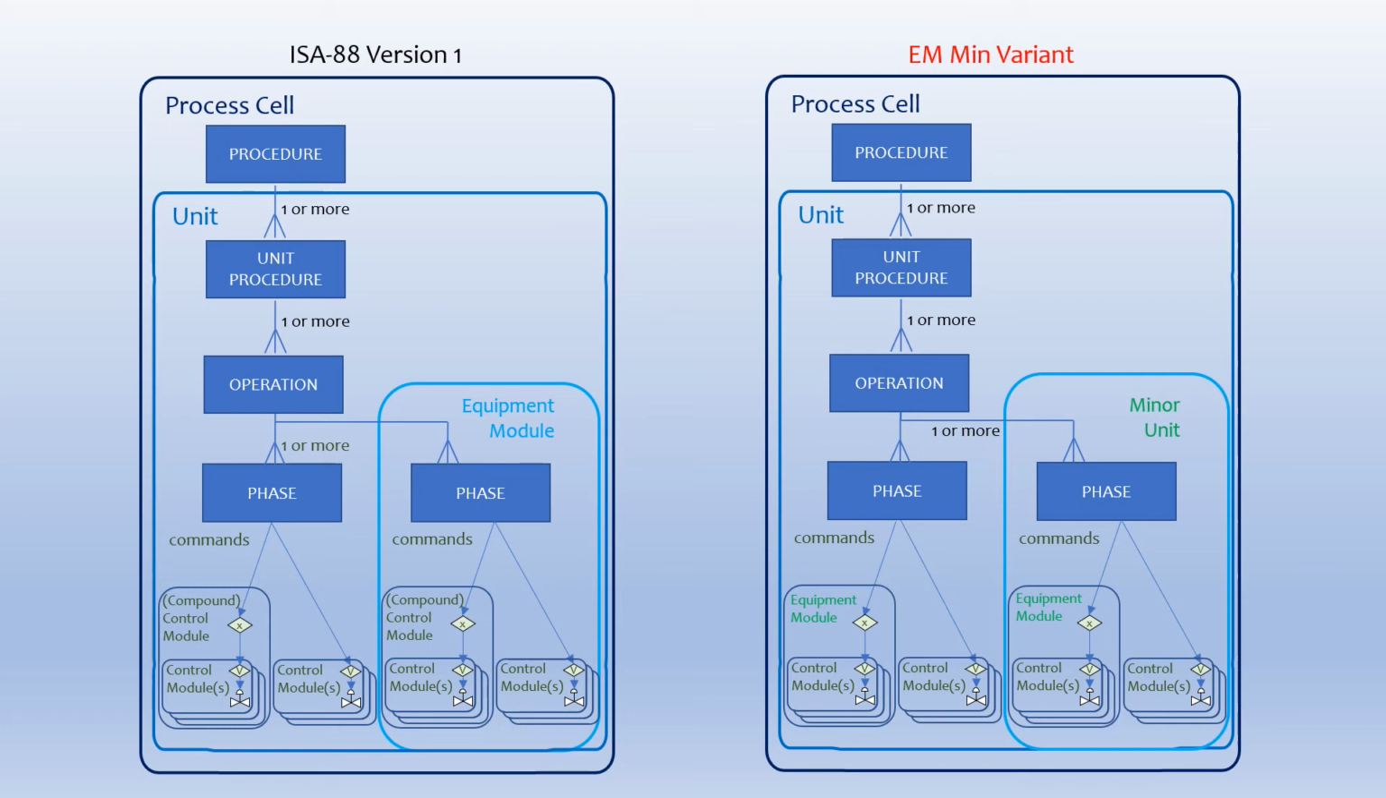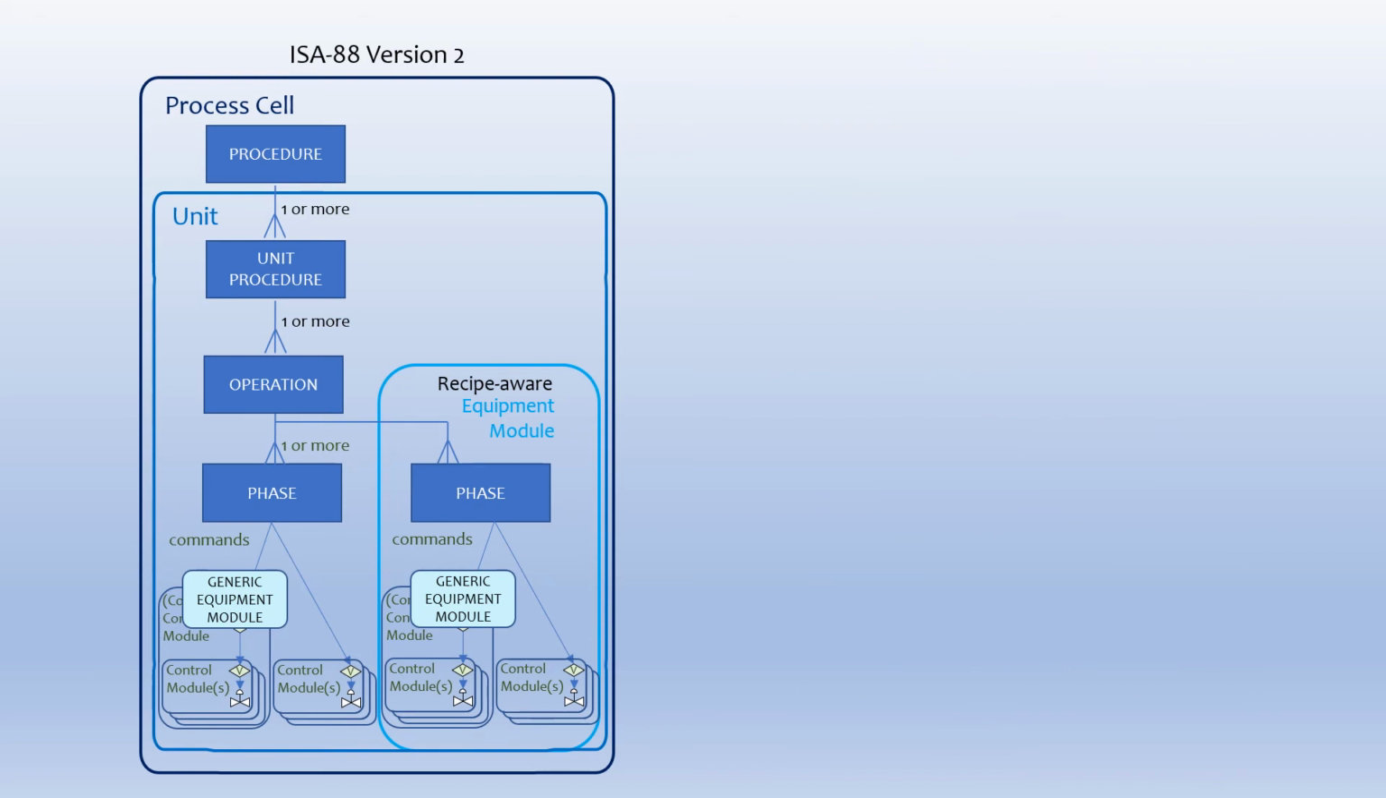Well, that's obviously not what happened. Bringing non-compliant approaches into compliance seems to have been the aim, not clarity. So look away now if you're a lover of elegant solutions. Firstly, equipment modules as originally defined were given the prefix recipe aware. And a new entity called a generic equipment module was invented and placed roughly in the same space as the compound control module. In this way, it was possible to continue to use the term equipment module for basic control. So that is where we now stand with ISA-88 version 2 2010.